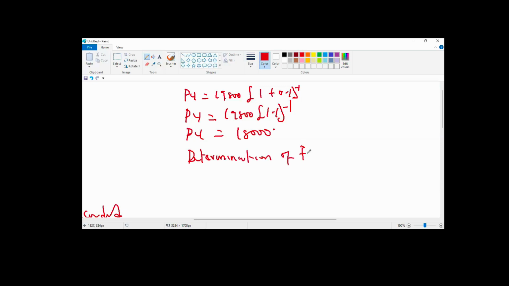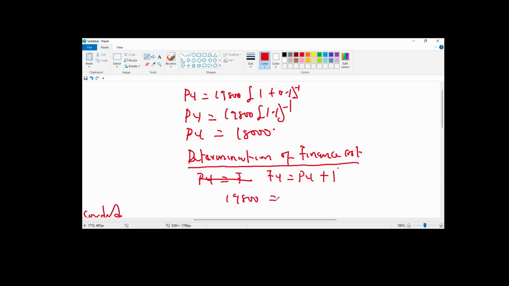But I will now say determination of finance cost, the interest. Which is the present value equals to future value. Future value equals to present value plus interest. What is the future value? 19,800 equals to present value 18,000 plus interest.